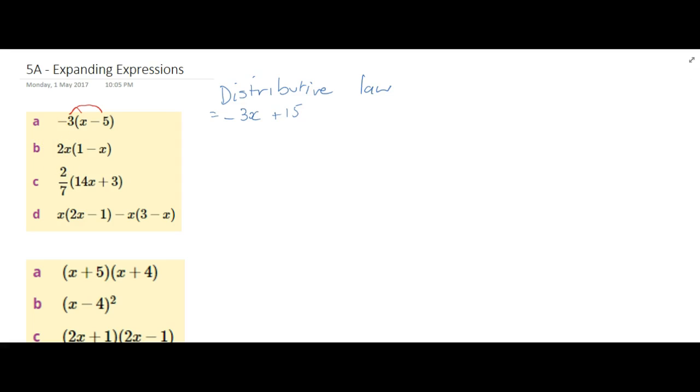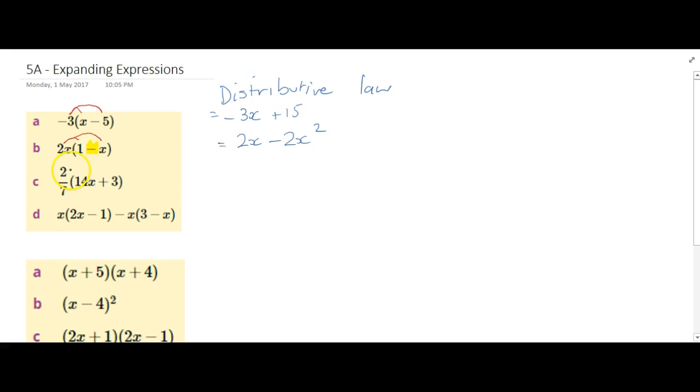Okay, so the next one, same again, 2x times 1 and 2x times negative x. Remember that negative there belongs to the number that comes after it, or pronumeral. Okay, so 2x times 1 is just 2x, and 2x times negative x is negative 2x squared.